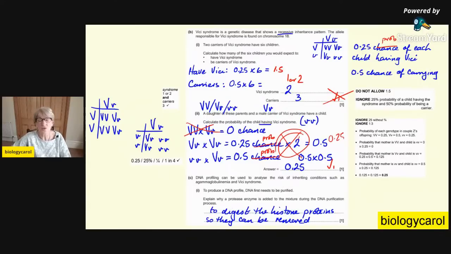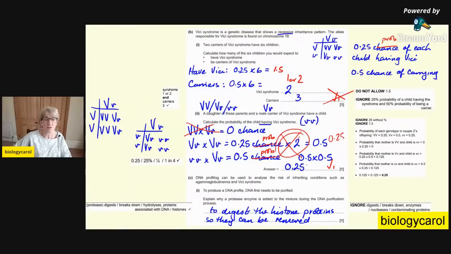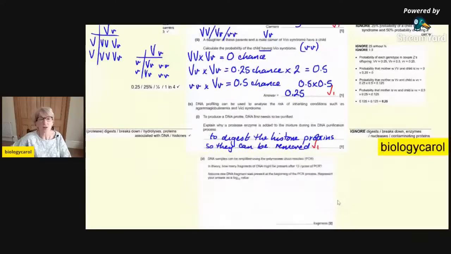So I said so that you could digest the histone proteins so that they can be removed. And there you go, proteins with DNA are histones. Ignore digests, ignore digest breaks down enzymes. Right, yes, fair enough. Okay, so I got that mark.